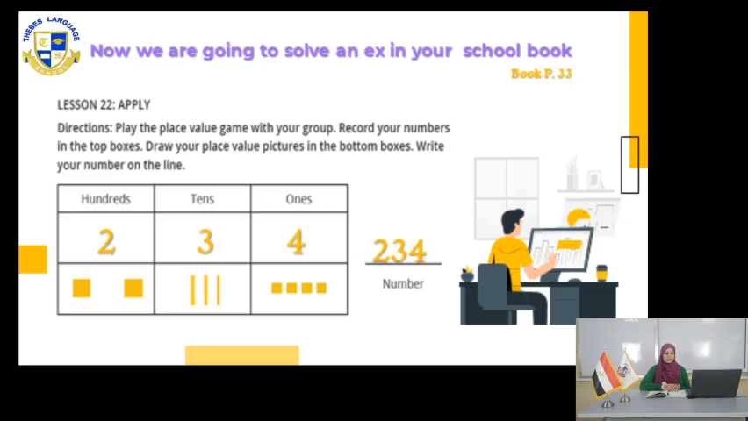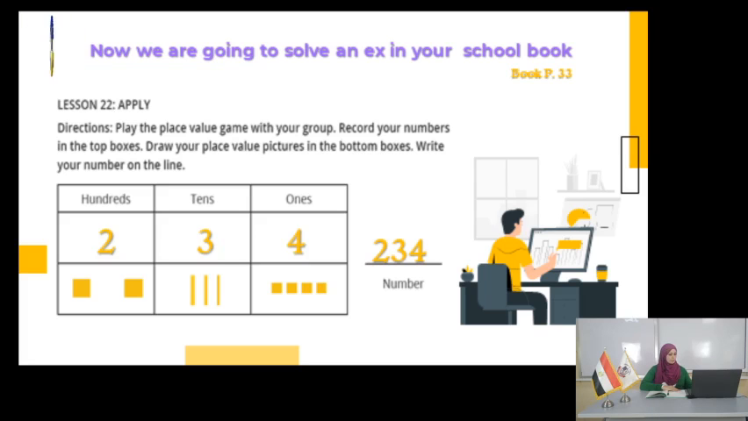In the next page, in your book, page 33, you have a number. Drawn in the 100 place, you have 2 cubes. So how many hundreds do you have? 2. In the tens, you have 3 lines. So how many tens do you have? 3. In the ones, count the number of cubes. 1, 2, 3, 4. So you have 4 ones. When you read this number it is 234.